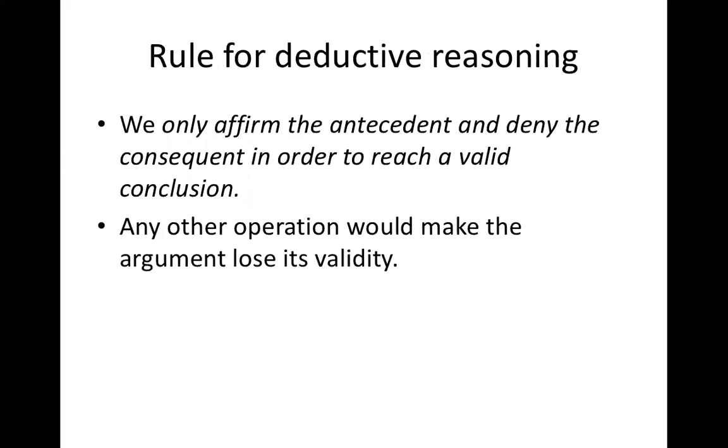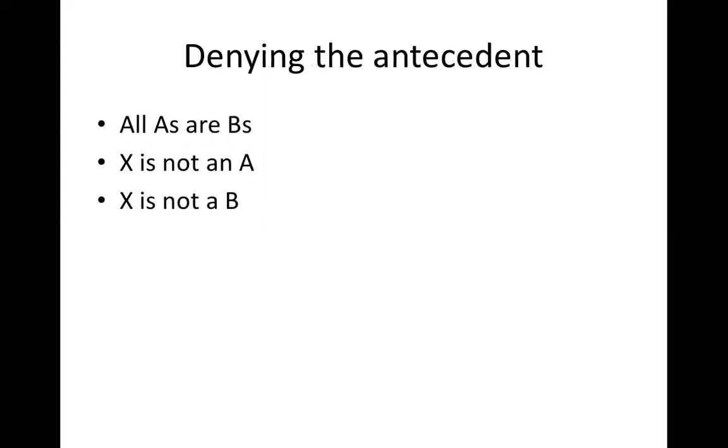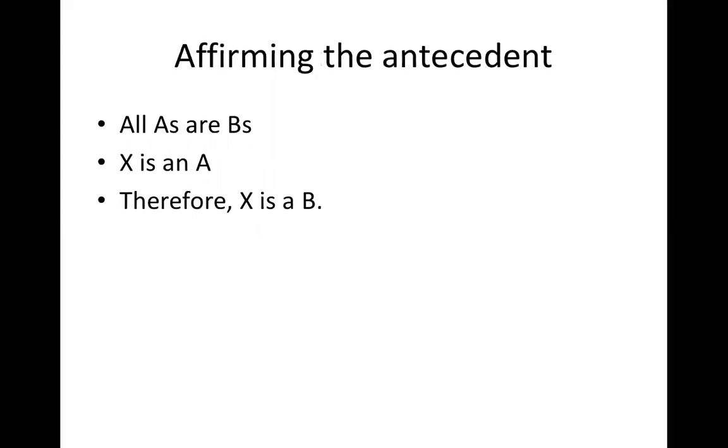Now, this is the rule for deductive reasoning. We only affirm the antecedent and deny the consequent in order to reach a valid conclusion. Any other operation would make the argument lose its validity. So what it means is that going back, out of these 4 arguments we saw, only 2 of them are valid arguments.